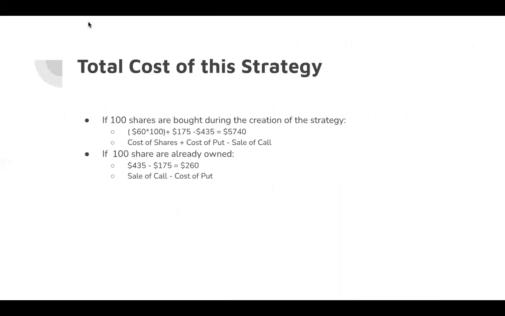All right, so the total cost of the strategy is dependent on 2 scenarios. The first one being, does the investor not own underlying shares? If he doesn't, this will make the cost of the strategy much more expensive. As shown here, it increases by $6,000, and that is offset by writing the call. And then if the investor already owns at least 100 shares of the underlying, you can see the strategy actually can be quite cheap, with the writing of the call option offsetting it by $435, making it only $260.